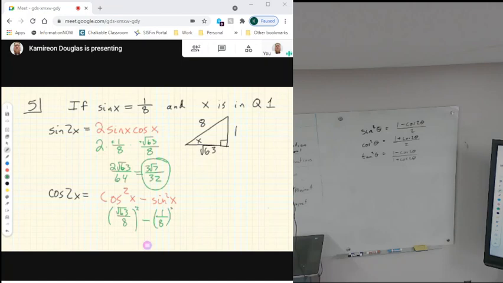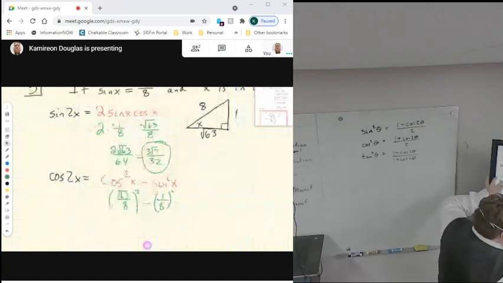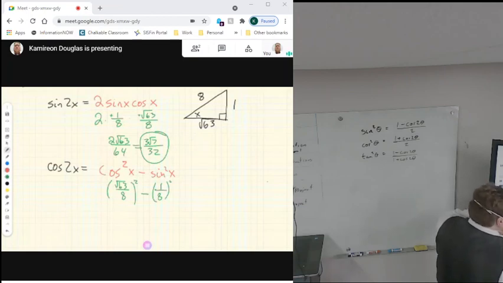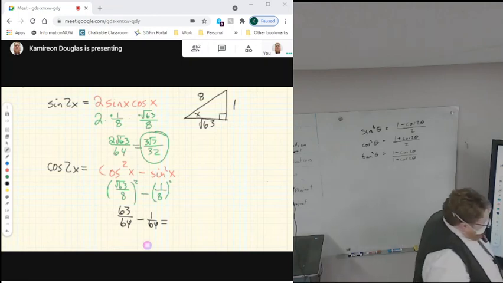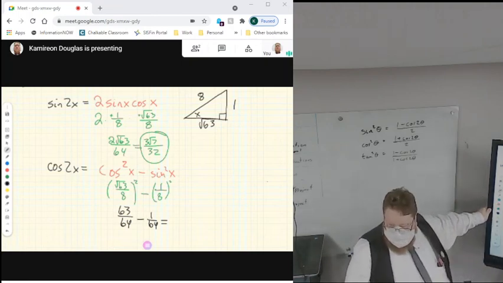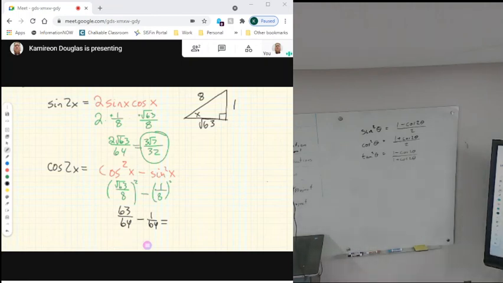And now I just simplify. So I take this problem, I square the top, I square the bottom for both pieces until I get my solution. I get 63 over 64 minus 1 over 64. I then subtract those two. 63 minus 1 would be 62 over 64, or 31 over 32.